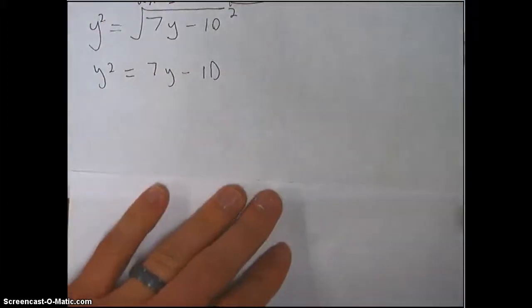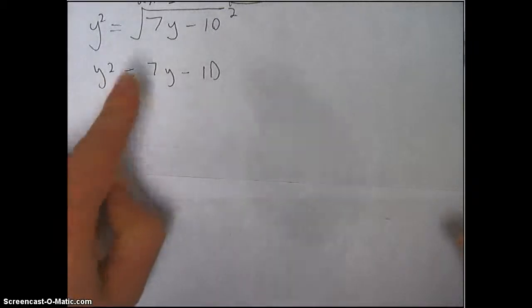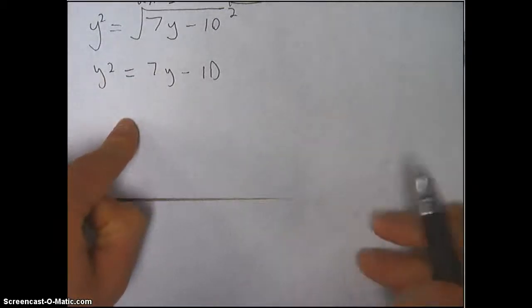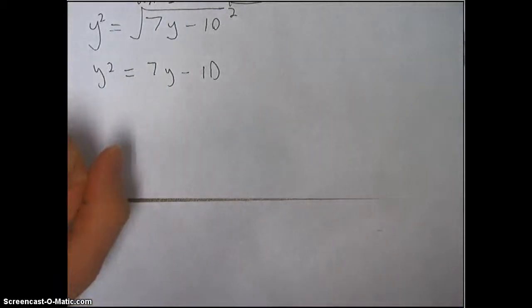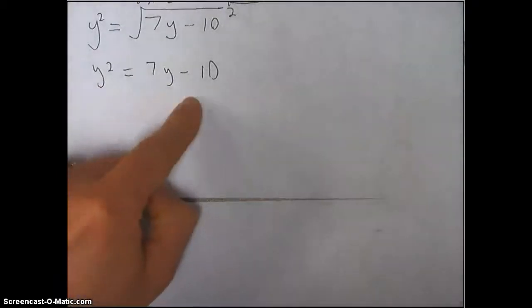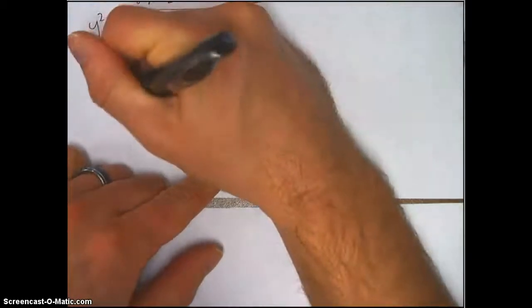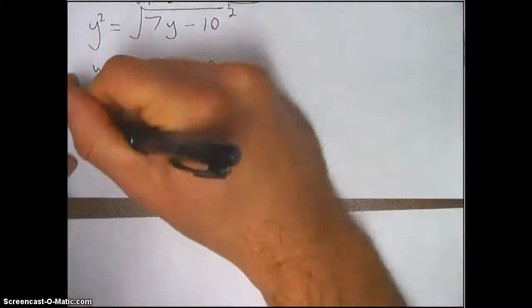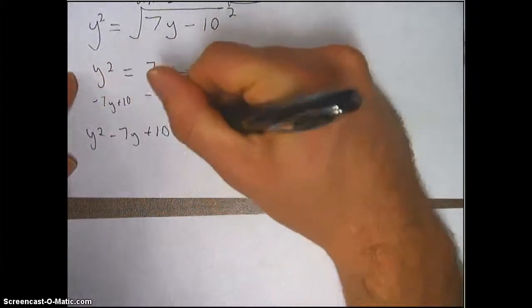Now that squared term is the highest exponent in this problem, which means this is a quadratic, and we're going to solve this thing the same way we would solve any quadratic, by getting a 0 on one of the sides. Now I want that y squared to stay positive, so I'm going to subtract 7y and add 10 to both sides. It's going to give me y squared minus 7y plus 10 equals 0.